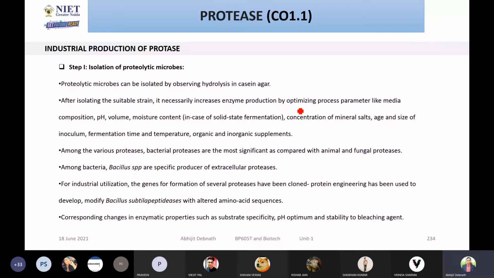Now, how will you produce this particular protease enzyme in industry? First, you have to isolate the proteolytic microbes. So how will you isolate the proteolytic microbes? They can be isolated by observing the hydrolysis of casein agar. If you have a casein agar and it is getting hydrolyzed, you have to understand that yes, there are some proteolytic microbes present.